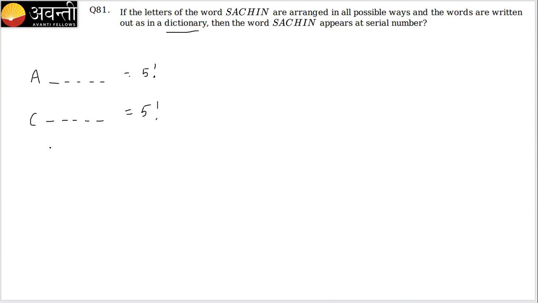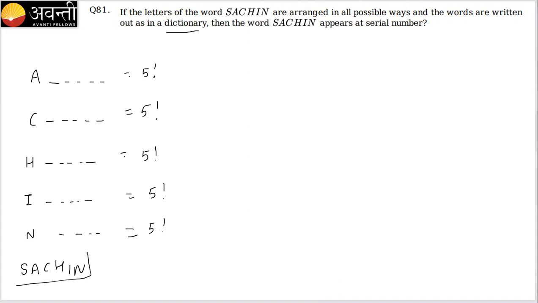We want S, right? A, C, H. How many will come with H? 5 factorial. A, B, C, D, F, G, H, I. How many with I? 5 factorial. Then N. How many with N? 5 factorial. And lastly S will come. Then A will come, then C, then H, then I, then N. So this is my word.